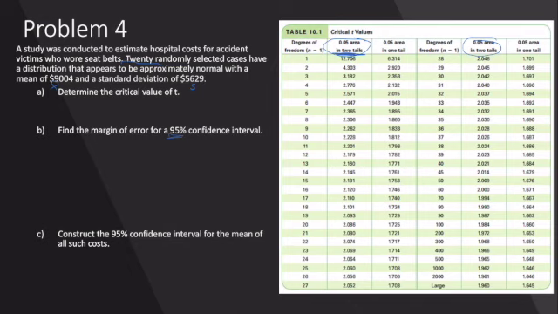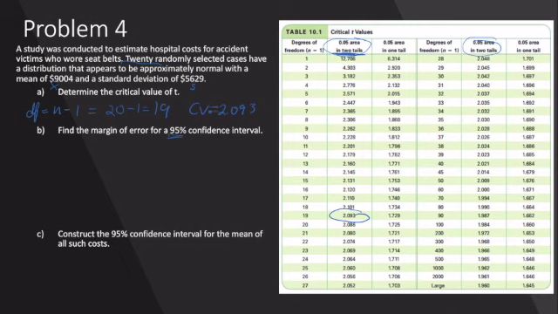Okay, so how do I determine the critical value of t? Well, I know I need the area in two tails. Next, I need to know my degrees of freedom. So my degrees of freedom is my sample size minus 1. So in this case, my degrees of freedom is 20 minus 1, so 19. So I'm going to go to 19, and here I have my critical t-value of 2.093. So my critical value is 2.093.